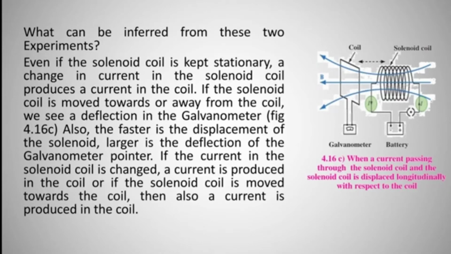Also, the faster the displacement of the solenoid, the larger the deflection of the galvanometer pointer. If the current in the solenoid coil is changed, a current is produced in the coil. Or if the solenoid coil is moved towards the coil, then also a current is produced in the coil, causing the deflection of the galvanometer.